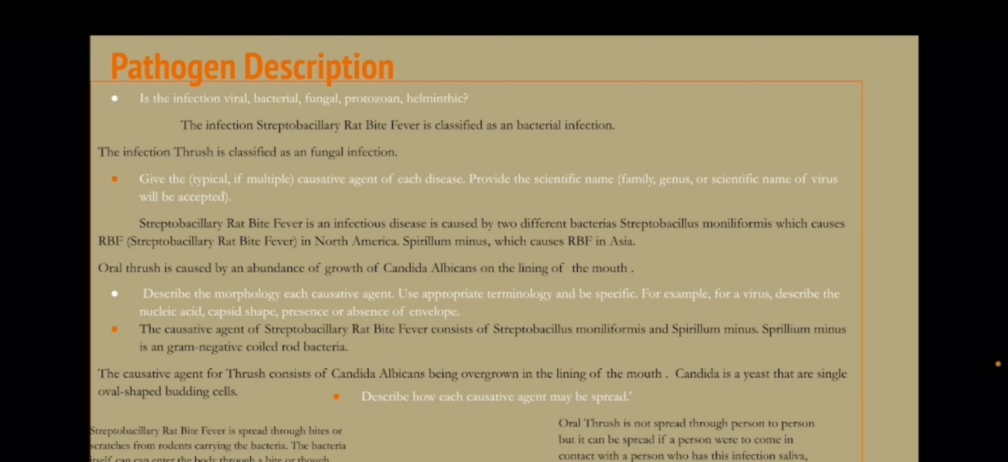Describe how each causative agent may be spread. Streptobacillary rat bite fever is spread through bites or scratches from rodents carrying the bacteria. The bacteria can enter the body through a bite or through mucous membranes. The bacteria can also be contracted through saliva. Oral thrush is not usually spread from person to person, but it can be spread if a person comes in contact with the saliva of a person who has this infection, such as kissing a person who has thrush.